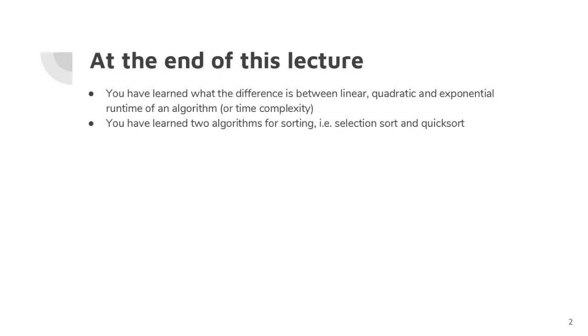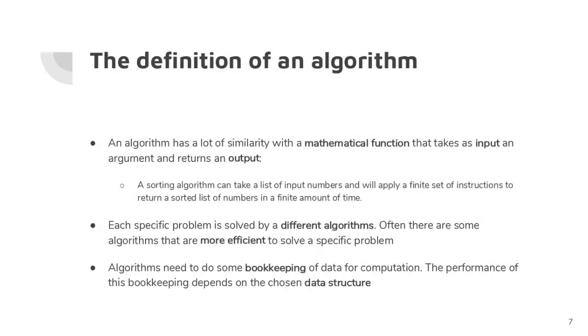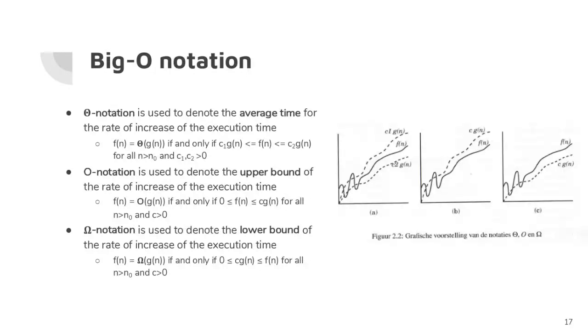Yeah, Charlotte? Yes, thank you. I had a question on slide 17. I didn't quite get the mathematical notation of the 3 kinds of big O notation. I was wondering why, for example, the constant C1 times C2 has to be greater than 0 in the average time case. I didn't quite get the notations of those 3.